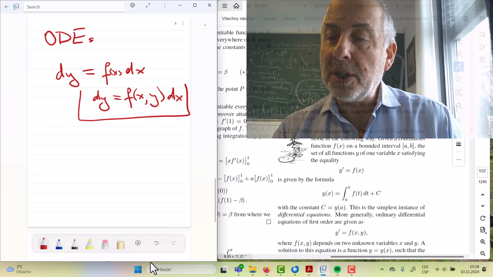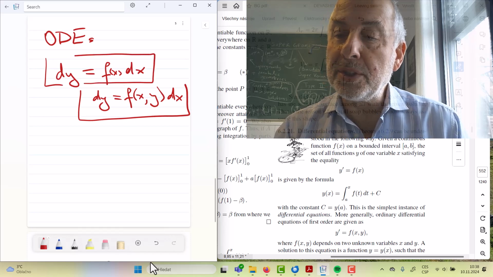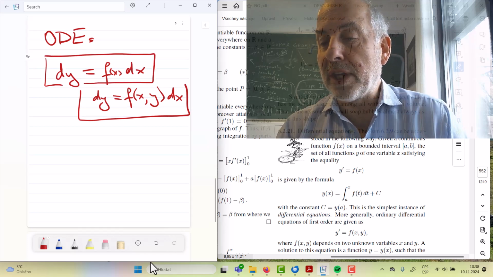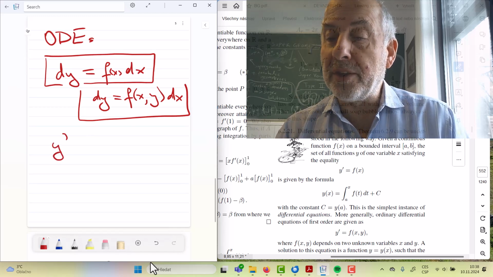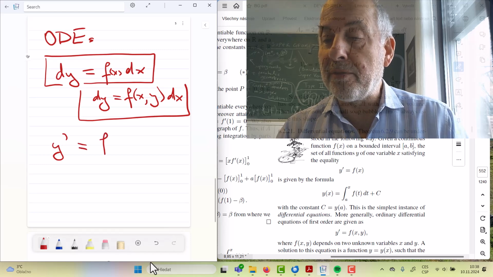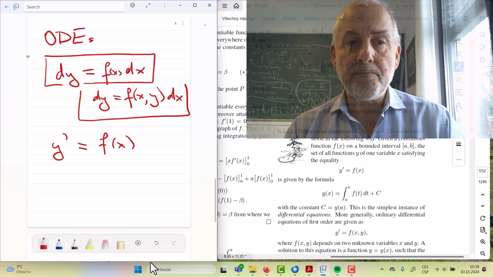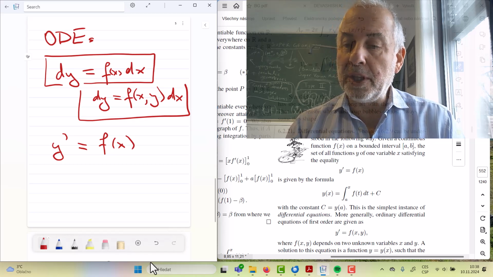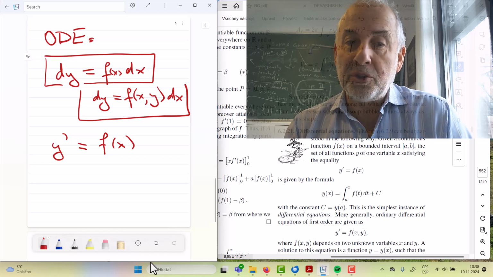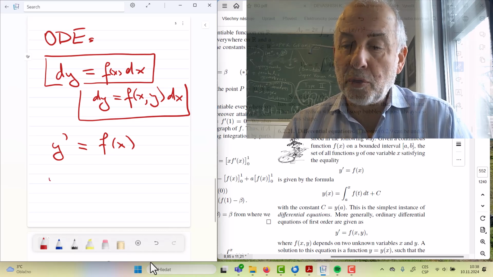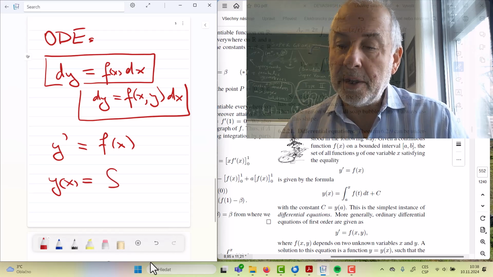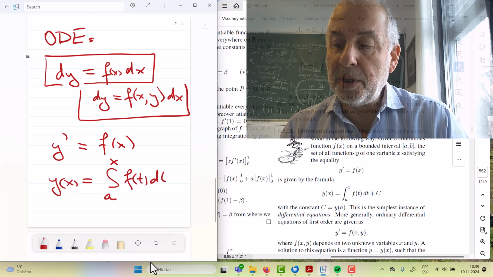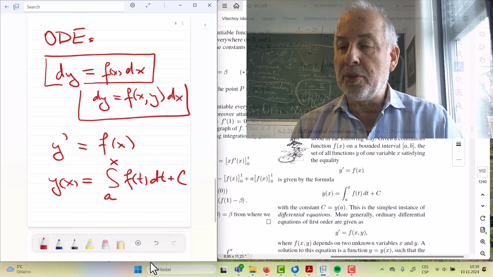But for now, let's come back to the simplest situation which we already dealt with. That's actually finding the antiderivative. So we solve the equation y' equals f(x), right? And we know that the solution is the primitive function, the antiderivative. So we know that y(x) equals the integral from a to x of f(t) dt, plus there is the freedom in choosing the constant.